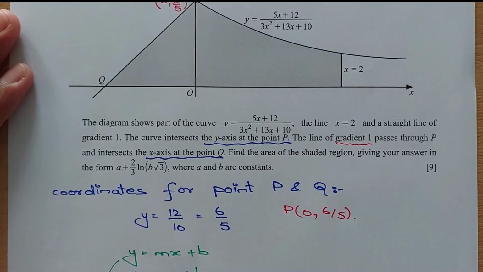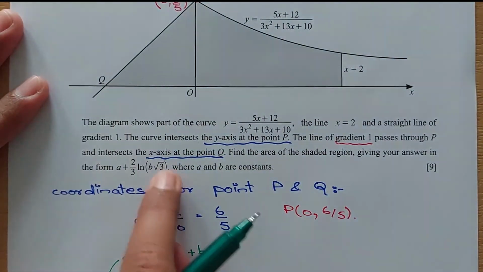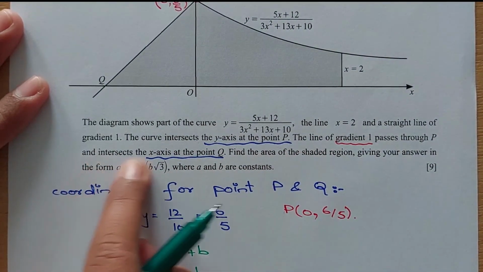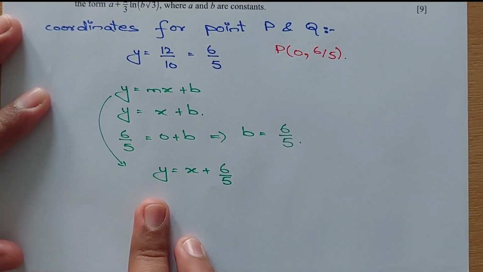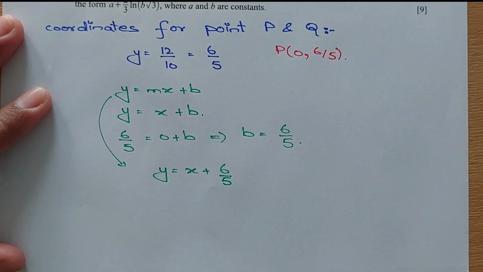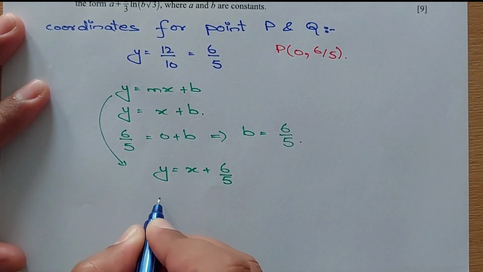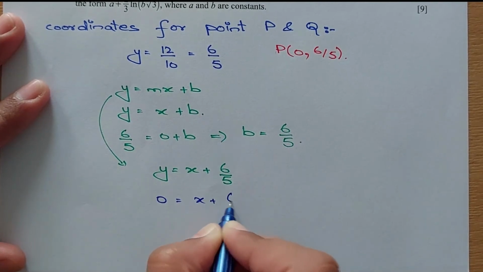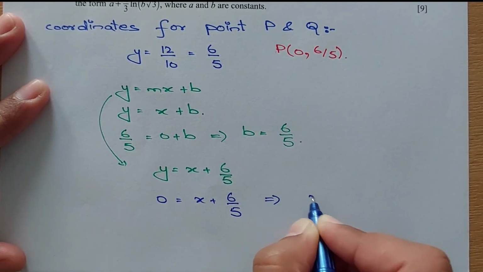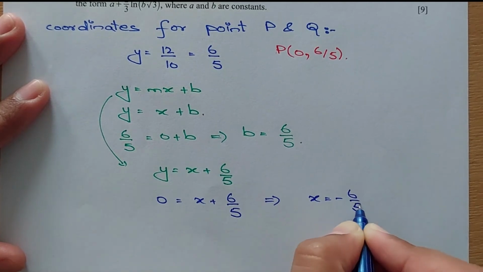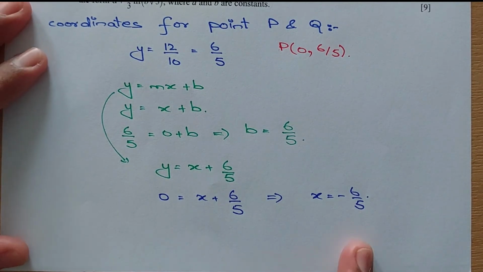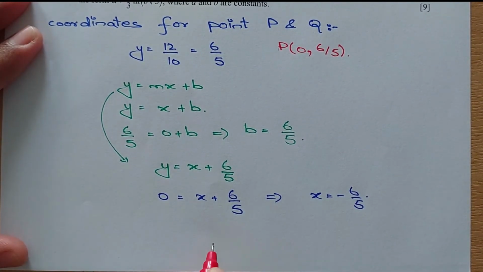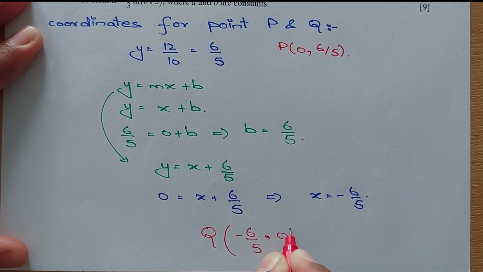Now we have to find the point Q, and this line intersects at Q on the x-axis. So on the x-axis the y coordinate equals 0. So substitute y equals 0 and we will get the x value. So 0 equals x plus 6 by 5, and from here x is equal to negative 6 by 5, right? Now y equals 0 and x equals this, so we can say that the coordinates for point Q are x is minus 6 by 5 and the y coordinate is 0, right?